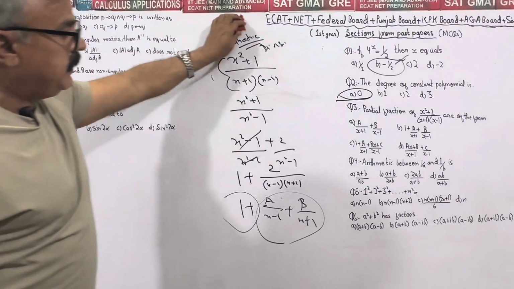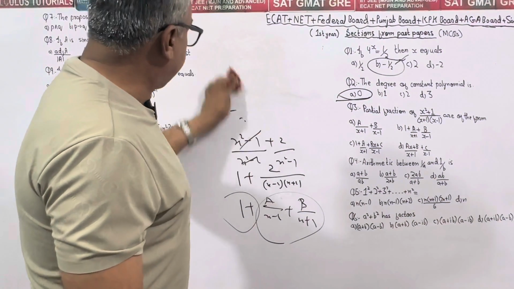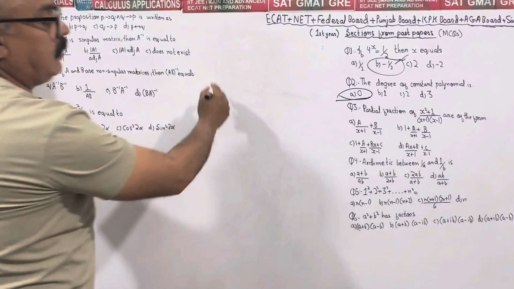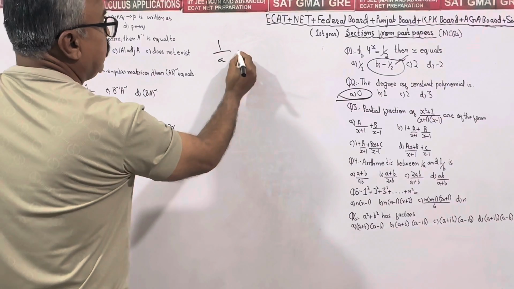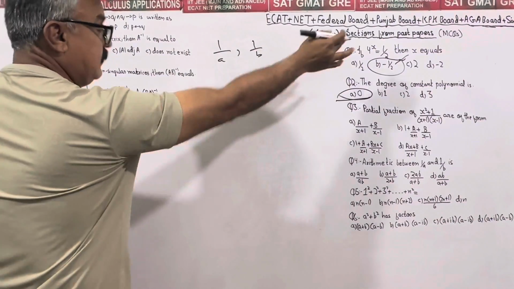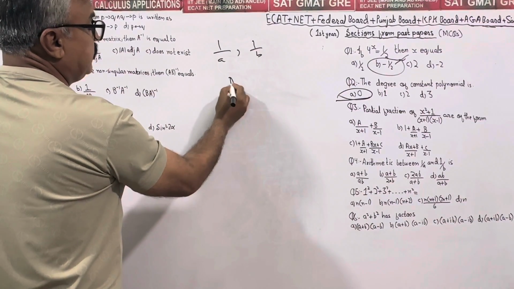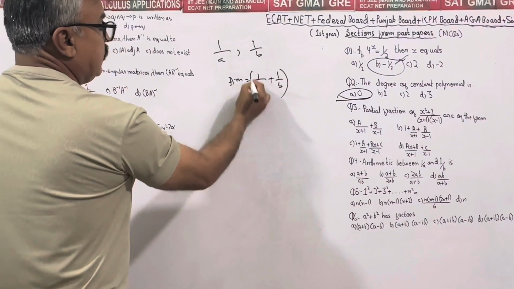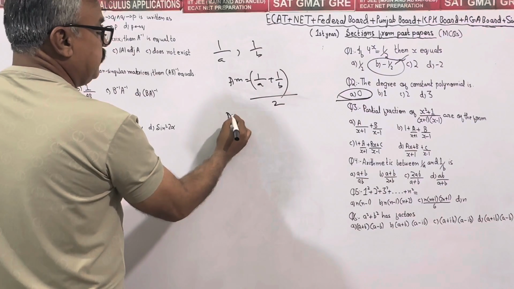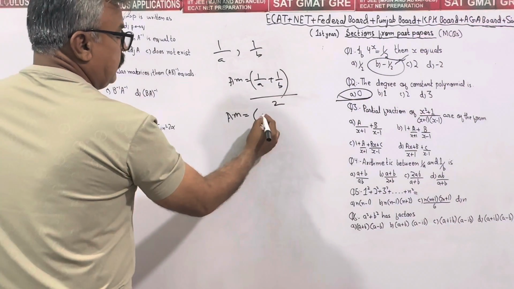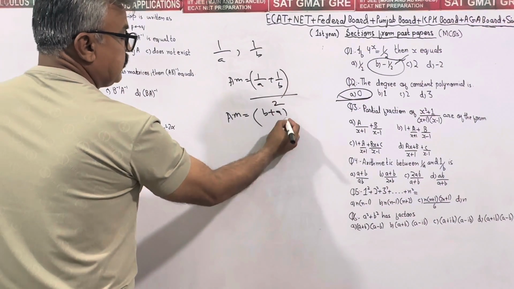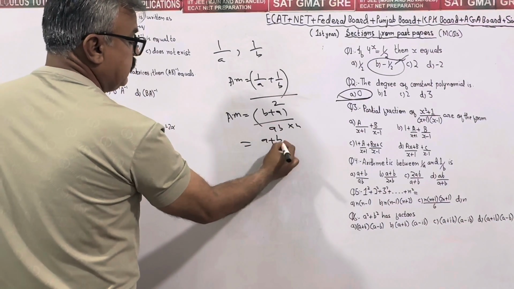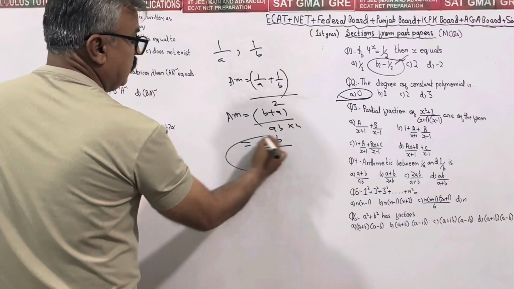Okay, cool. Next question. Arithmetic mean between 1 over a and 1 over b. Arithmetic mean is given by the sum divided by 2. 1 over a plus 1 over b divided by 2. Or it can be written with LCM as b plus a over ab times 2, or a plus b divided by 2ab.